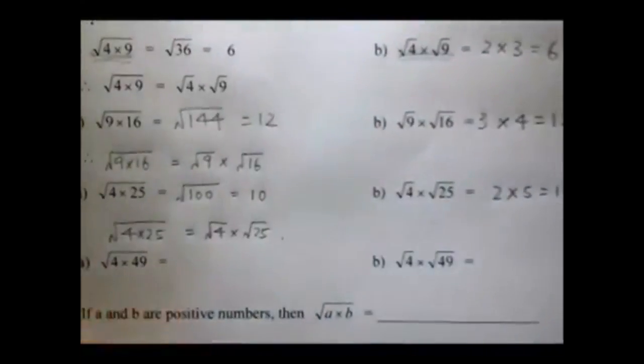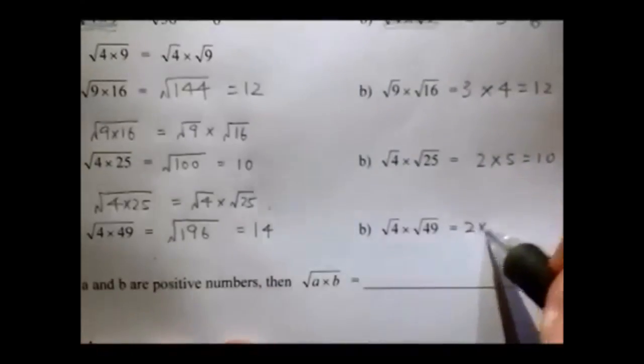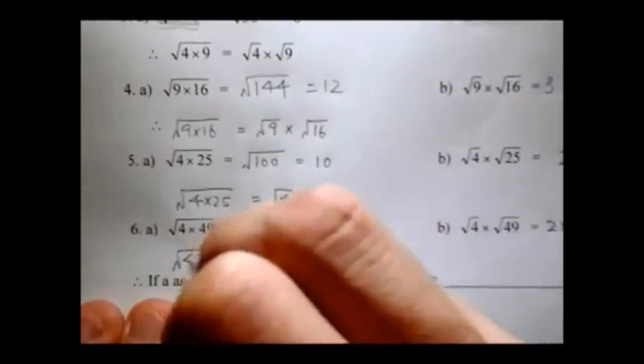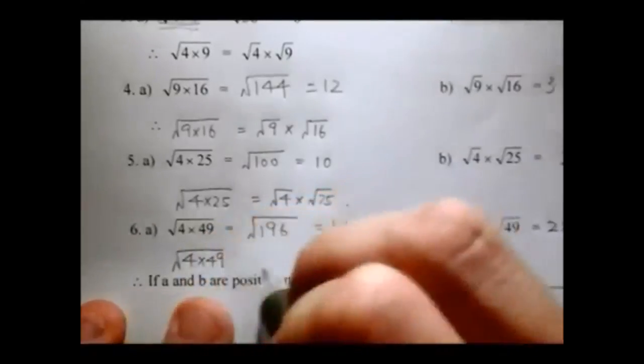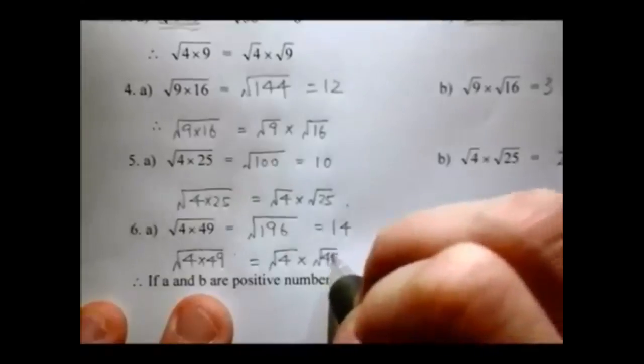Okay, so the last one. Let's test it. Root 196. So this one is 14, and here is 2 times 7, 14. So that's why root 4 times 49 is equal to root 4 times root 49.